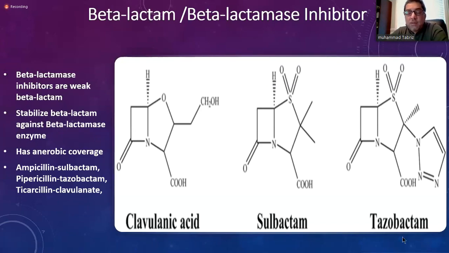And these are the 3 beta-lactamase inhibitors that have been added to beta-lactam drugs to make amoxicillin-clavulanic acid, ampicillin-sulbactam, and piperacillin-tazobactam, right? So that's how the beta-lactamase inhibitor is added to the beta-lactam drug to overcome beta-lactamase production by the bacteria.